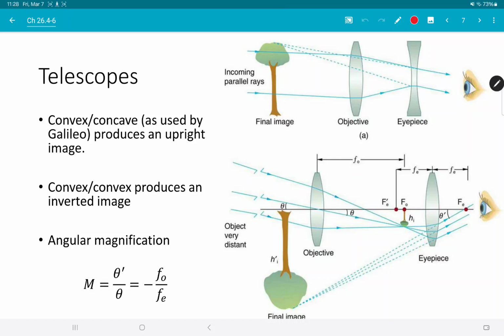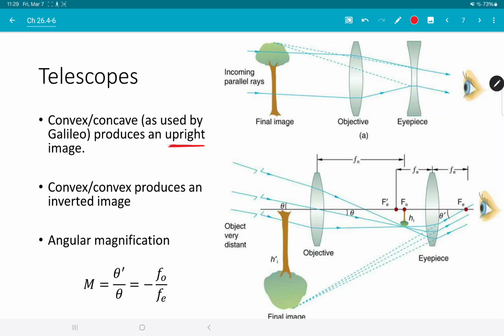Okay, so that's microscopes. What happens if we want to look at something farther away? Well, we have telescopes. We have Galileo's little invention here. So telescopes come in kind of two forms. We have the convex concave. This is the kind that Galileo came up with. Specifically, because it has a convex and a concave, you'll end up with a non-inverted image. So you look through the telescope and things will look right side up. The green part of the trees is up, the brown part of the trees is down, the way the world's supposed to look.